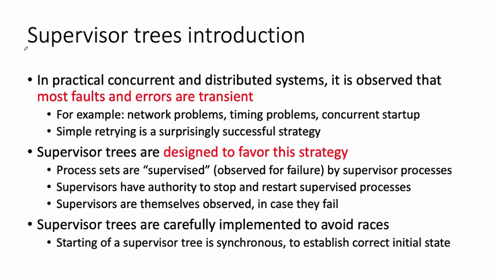So what is the principle? We want to build fault-tolerant systems. It turns out most faults and errors are transient. For example, a message is dropped on the network for some reason. That's transient because if you try again, maybe the message will go through.